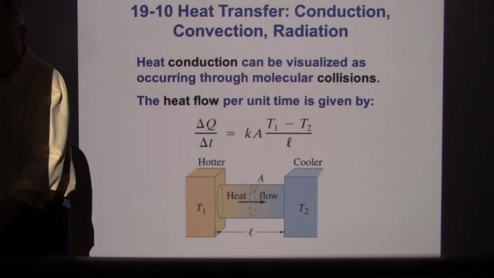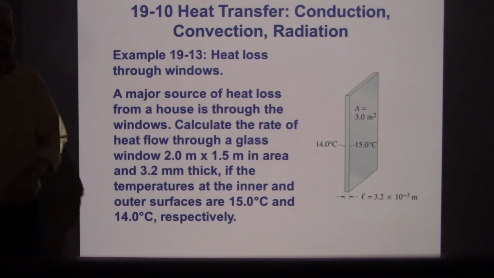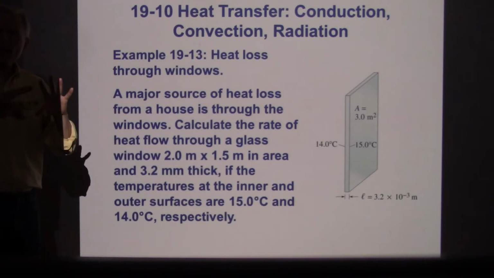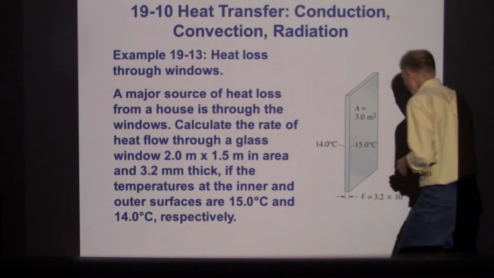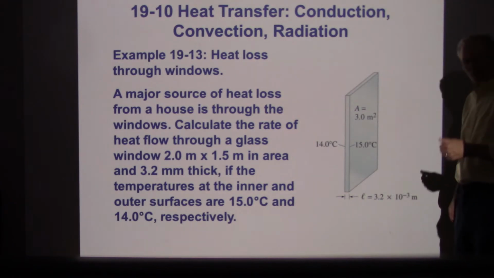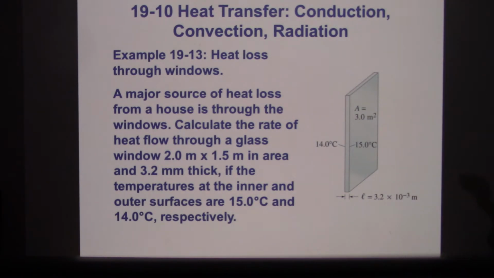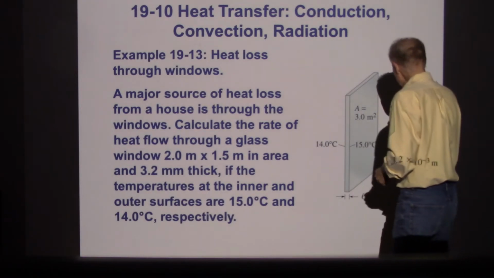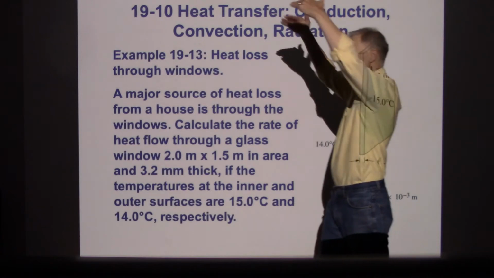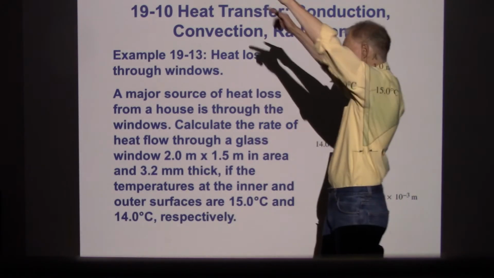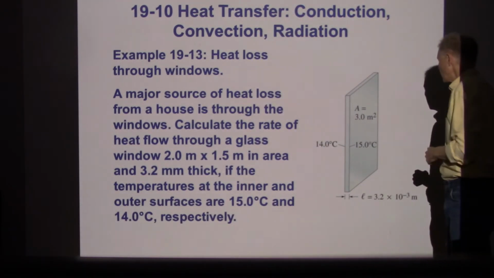So let's look at an example of using this. So here is a window. So let's say we have a house or a building of some sort, and we have a window, and the window has a thickness of, the window's only 3.2 millimeters thick. Is that thick enough? Maybe. It seems like a thin window pane. Don't run into it. I think it's going to break. This seems a little bit thin to me. The window's pretty big. It's got a cross-sectional area of 3 square meters. It's a good sized window. I like that in a house.